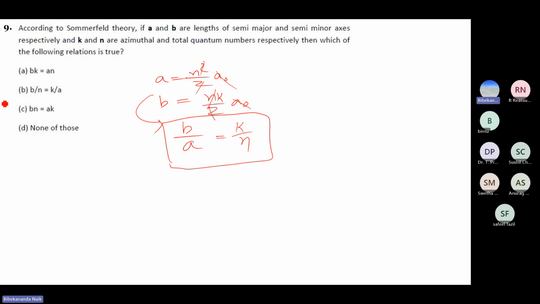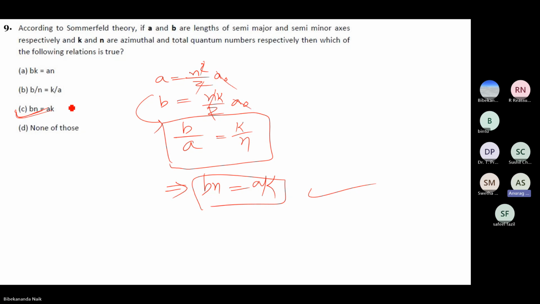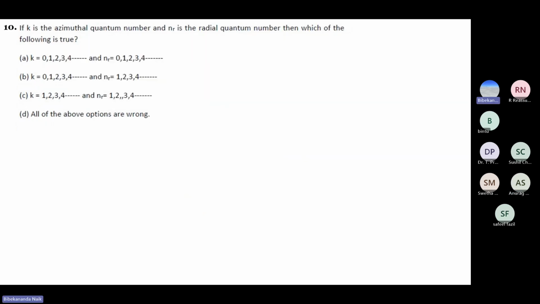So B by A is equal to k by n. It will give Bn equals Ak. So this is the correct option, that is option C. The correct option will be option C, Bn equals Ak. Is this clear to everyone? Yes. Okay, so let's go to the next question.